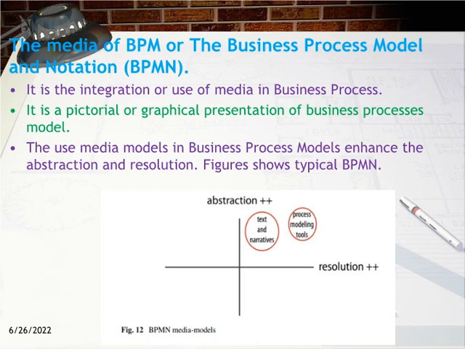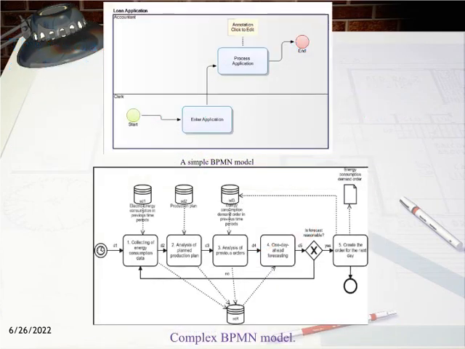The use of media models in business process models enhances the abstraction and resolution. See the figure. Figure shows typical BPMN media models. Text and narratives, process modeling tools are the media models of high abstraction and resolution. See the figures. The above figure shows a simple BPMN model for approval of a loan application. The below figure shows a complex BPMN model for making an energy consumption demand order.